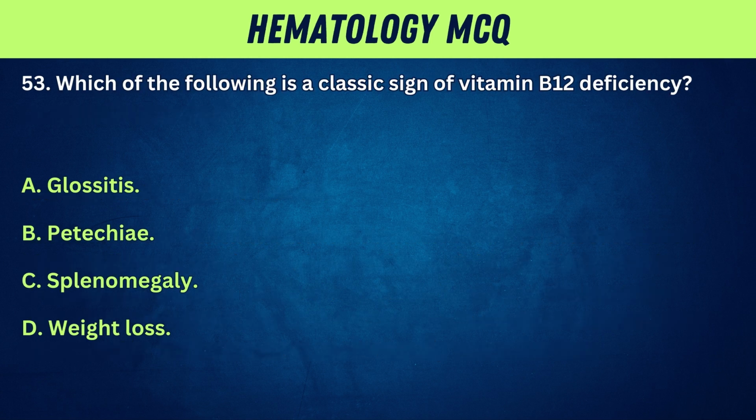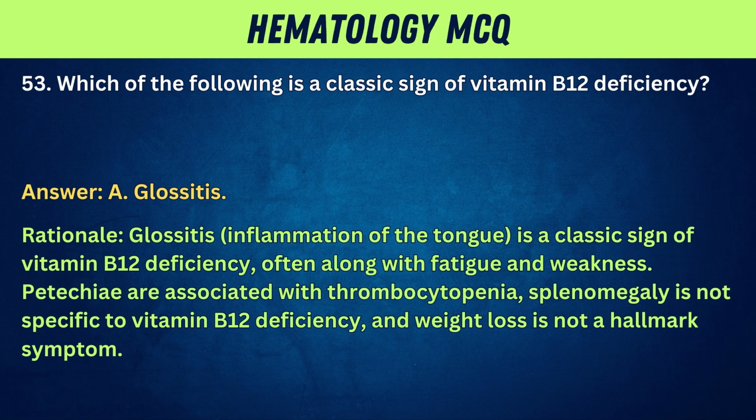53. Which of the following is a classic sign of vitamin B12 deficiency? A. Glossitis. B. Petechiae. C. Splenomegaly. D. Weight loss. Answer: A.